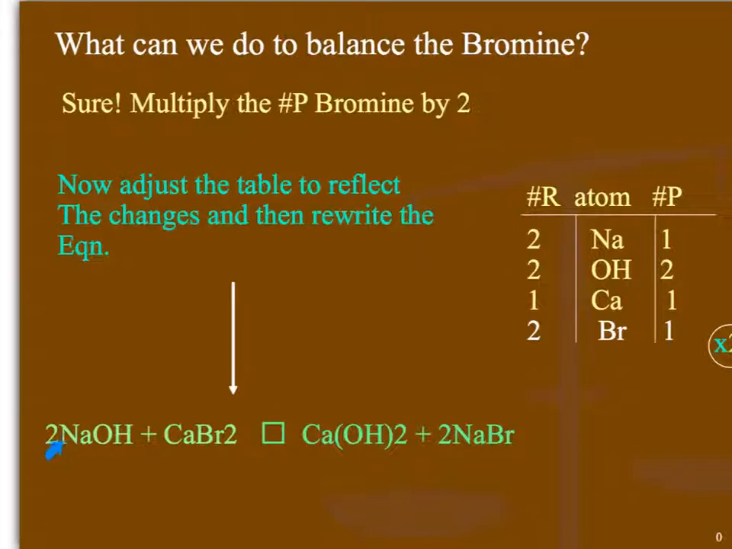We have 2 sodiums here, 2 sodiums here. We have 2 hydroxides here, 2 hydroxides here. We have 1 calcium, 1 calcium. 2 bromine, 2 times 1, 2 bromine. Therefore, we are now balanced.